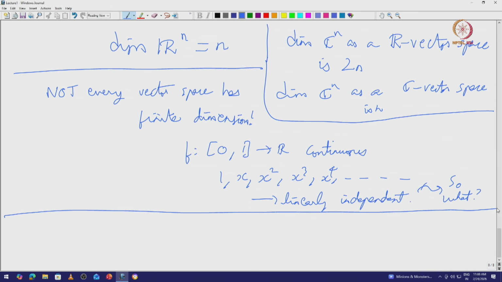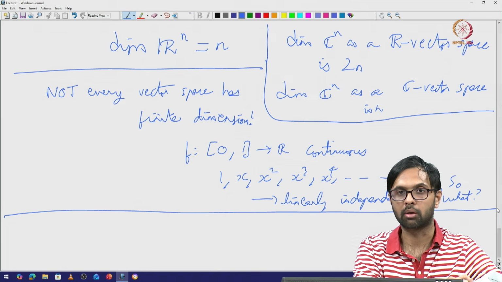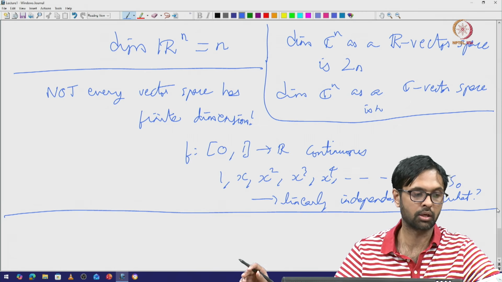We will largely deal with finite dimensional vector spaces. Maybe in the second half of the course, when we deal with ordinary differential equations, we'll have occasion to talk about infinite dimensions a little bit, but largely finite dimensions.